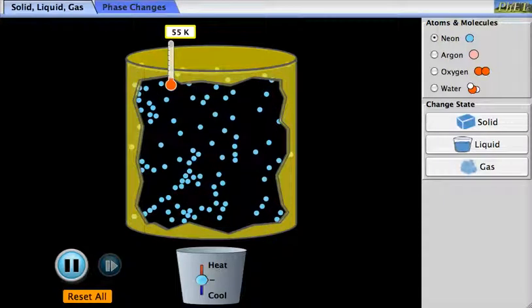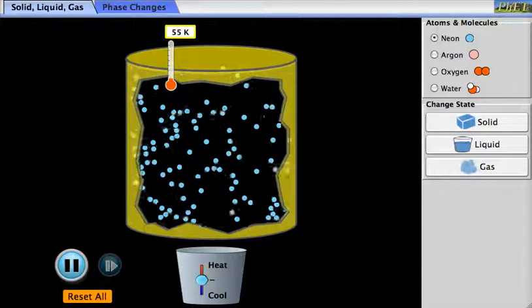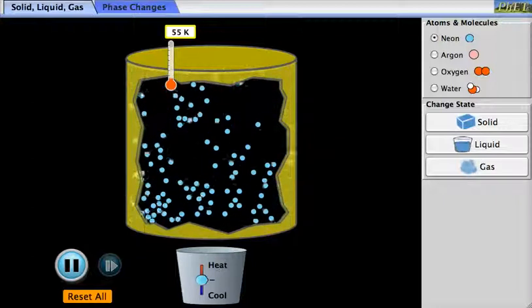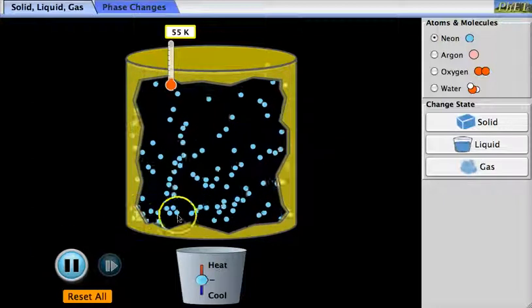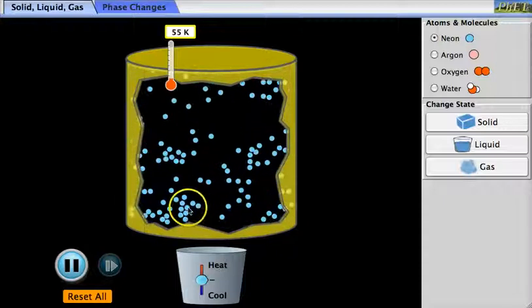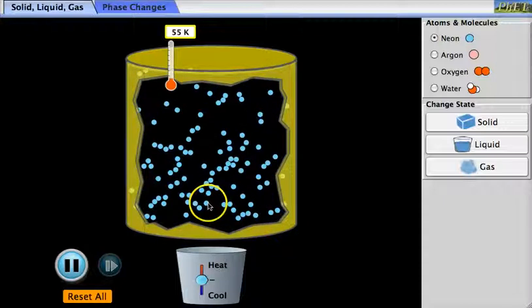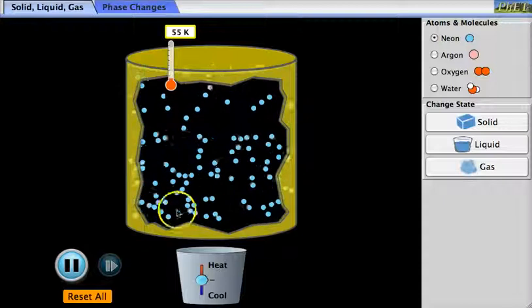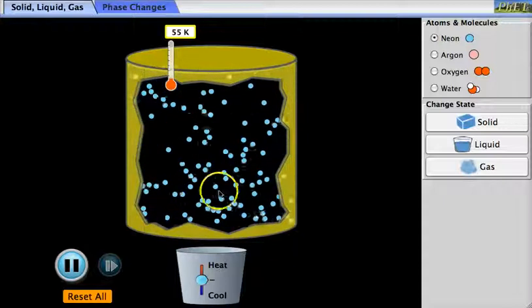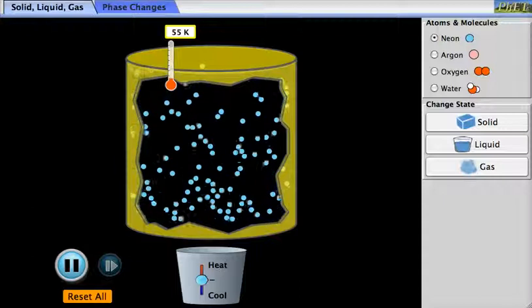The last thing you'll notice is that none of the atoms stick together. Some of them may travel in the same direction for a while. You can see there's a bunch of them here that just keep getting bumped so that they're constantly next to each other. But if you watch any two of them, they never stick. They're always moving, bouncing off of each other, and there's no attraction between any of those particles.